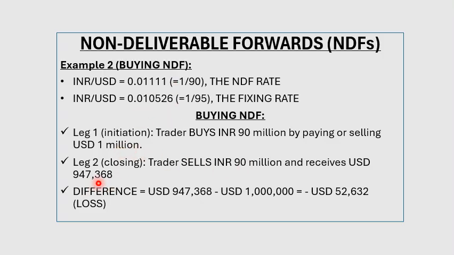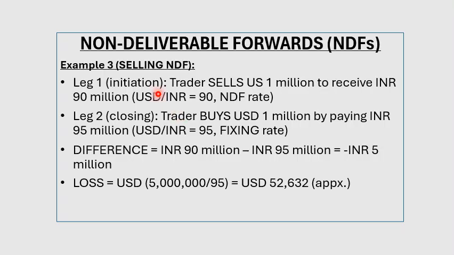This is calculated as follows. Leg 1, trader buys INR 90 million by paying or selling USD 1 million. And in leg 2, trader sells INR 90 million and receives USD 947,368, which is equal to 90 million divided by 95. The difference, USD 947,368 minus USD 1 million, is a negative figure, that is a loss of USD 52,632. Since the currency he bought depreciated, the trader made a loss and must pay the counterparty the USD amount of 52,632 on settlement.